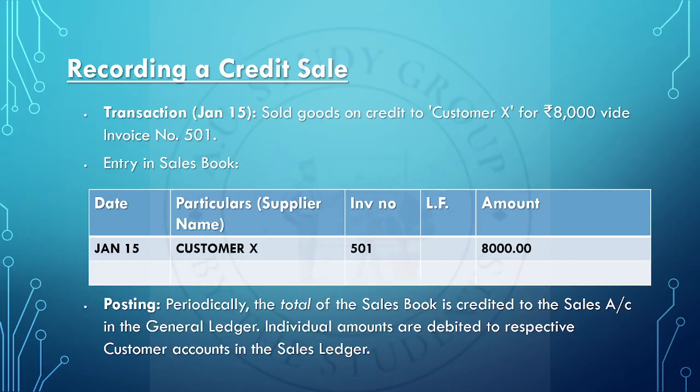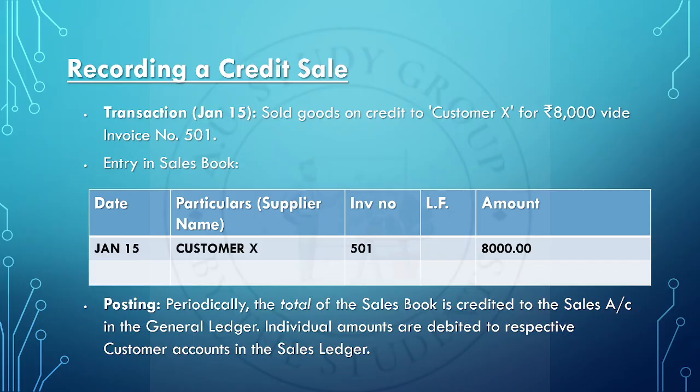Sold goods on credit to customer X for 8,000, vide invoice number 501. This is the invoice we are creating. We create an invoice and give it to the customer. The entry will be dated January 15th: date, customer X, invoice number, LF, ledger folio. When this is posted to the ledger, the ledger folio number, the page number, has to be written here, and the amount. Once it is transferred, the ledger folio number will be written.